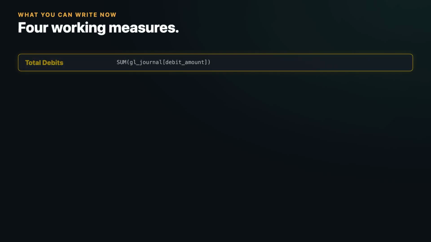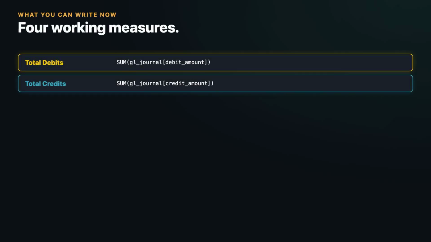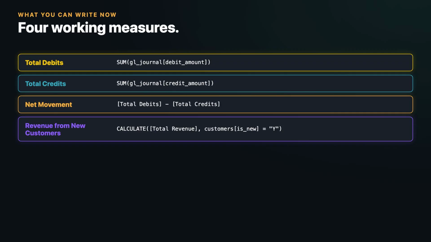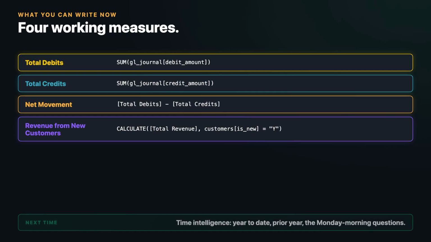By the end of this episode, you should have 4 working measures on AtlasParts. Total debits and total credits, straight sums, net movement, the difference between them, and revenue from new customers, your first CALCULATE. Drop any of them on a card. Drop a slicer next to it. Watch the number react correctly to whatever the user clicks.